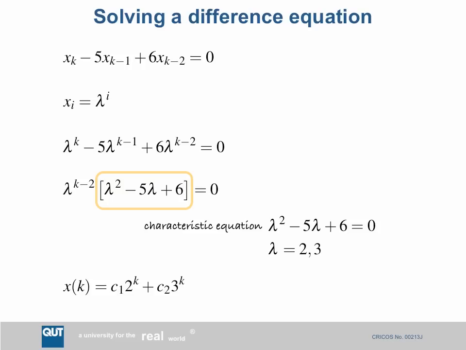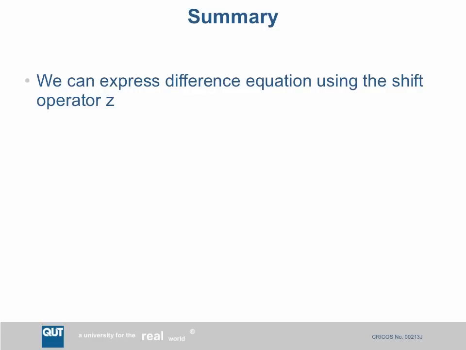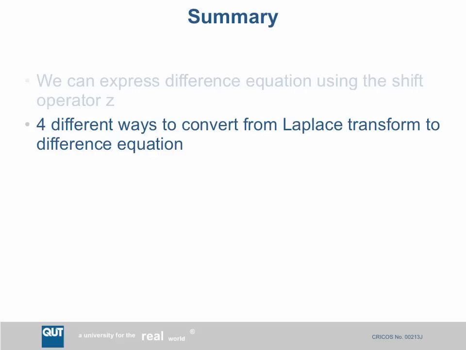So let's summarize what we've learned in this lecture. We've talked about how we can express difference equation using the shift operator z, or z to the minus 1, z to the minus 1 being a delay of one time step. We discussed four different ways to convert from the Laplace transform to a difference equation. Each way has got its own pros and cons, and we're going to talk about those in the next lecture.